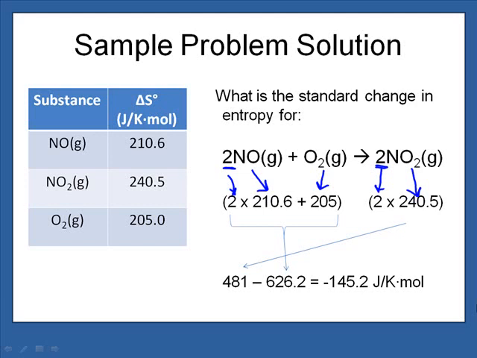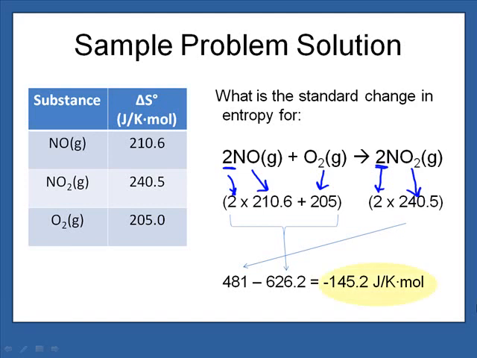All right, so this gives us a negative entropy, and a negative entropy means that we are going to have more order. And in fact, that's what we'd expect looking at this equation, right? Because we have gas going to gas going to gas, so we can't really draw any conclusions there about the entropy. But we have 2 particles of nitrogen monoxide, 1 particle of oxygen. That's 3 molecules that are turning into 2 molecules.